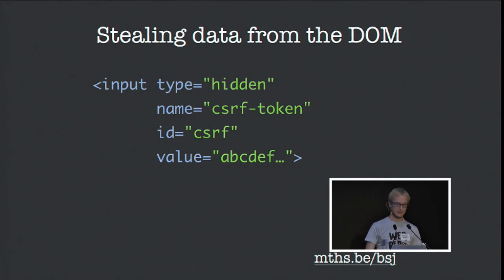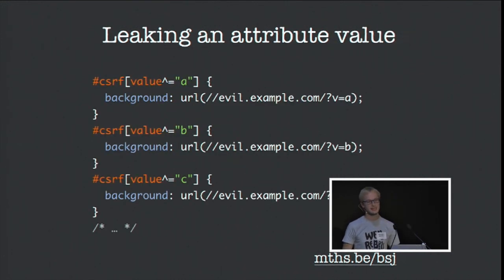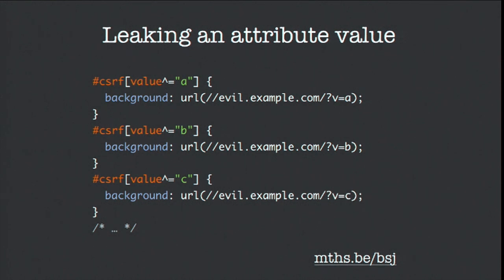Well, one way to do it is to write a bunch of CSS like this. You could use the CSS attribute starts-with selector. And that way, it's trivial to figure out the first character of the CSRF token just by brute forcing it. You just try every possible value for that first character, and you include a unique background image URL on your own server for each character. And when the browser makes the request to your server, you know that that character matches. And then you can start doing the same thing for the first 2 characters, so to guess the second character, and so on until you have brute forced the entire token.